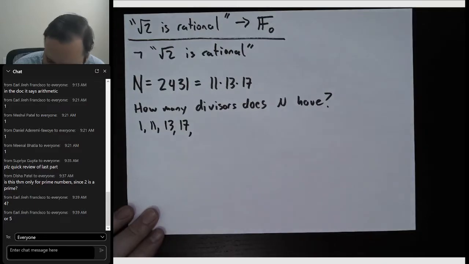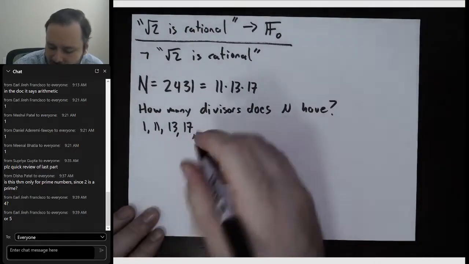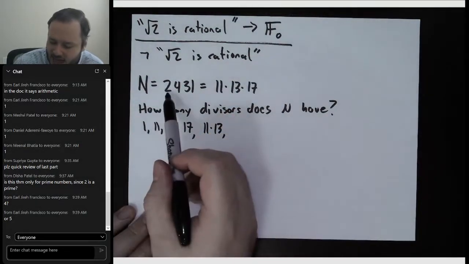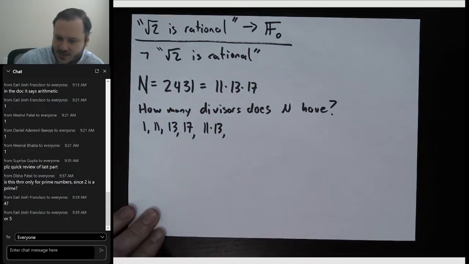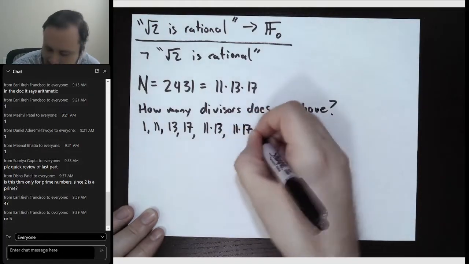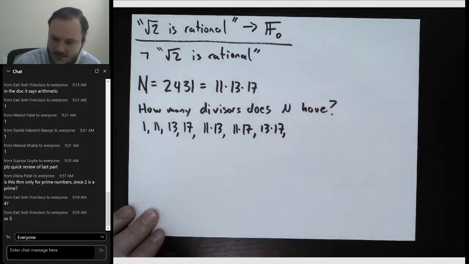And now it can get a little tricky, because I can also pick 11 times 13. All right, if I take n divided by 11 times 13, I get 17. So that's another option. I can also do 11 times 17. I could do 13 times 17.